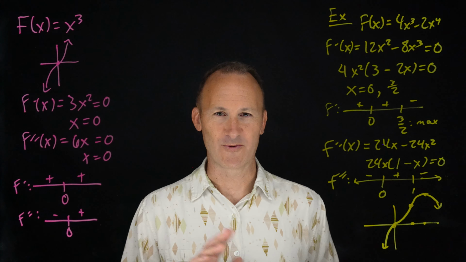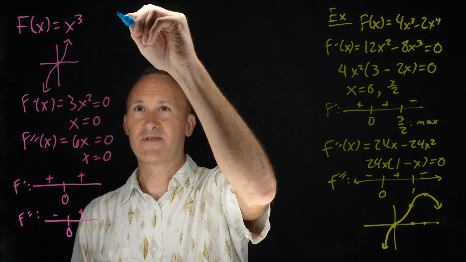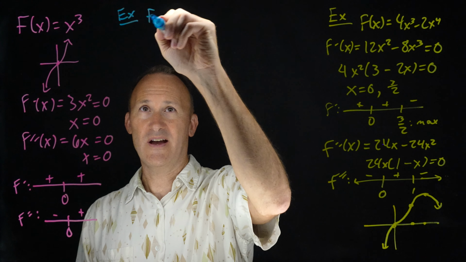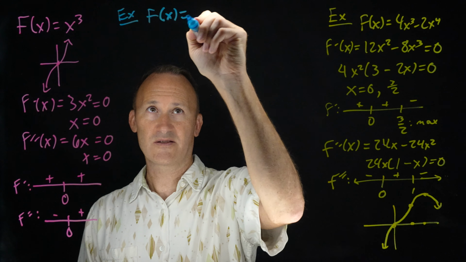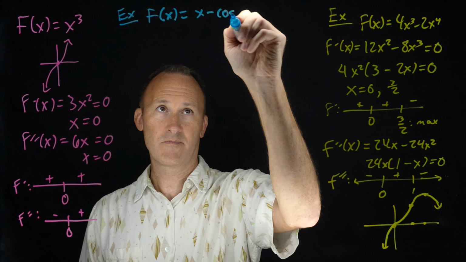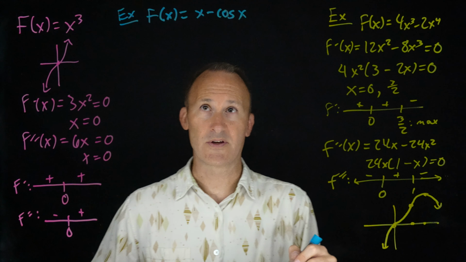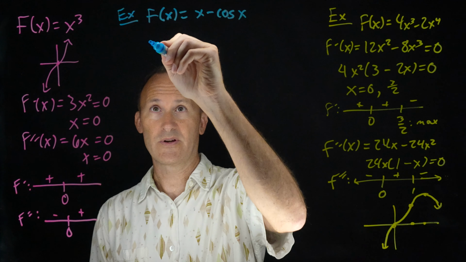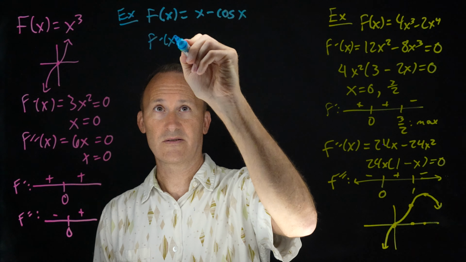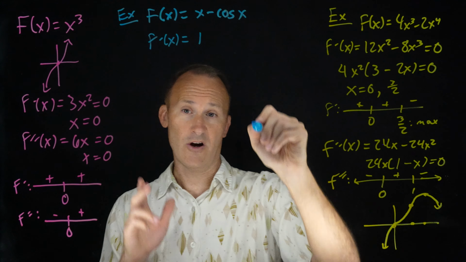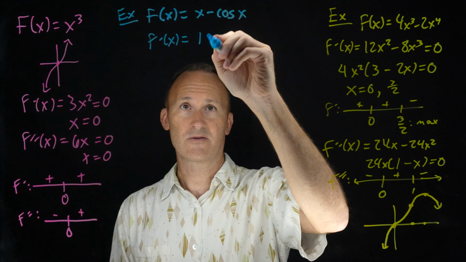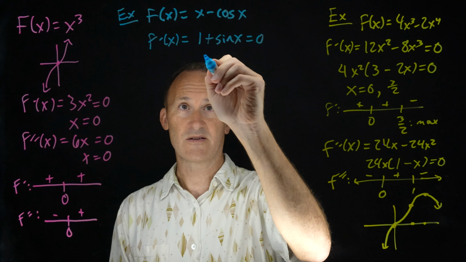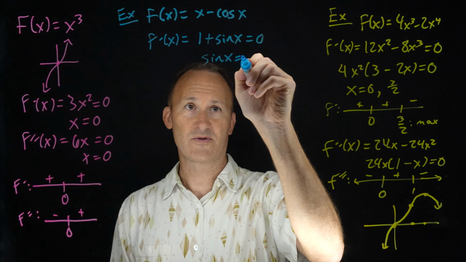I want to do one final really cool example, and this is a trig one. Let's take f of x equals x minus cosine of x. And we're just going to start this like we usually do. Let's take the derivative and look at the critical points. Okay, so f prime of x equals 1. Now, derivative of cosine is negative sine, so this will be a plus sine of x. And we want to set it equal to 0, and that is when sine of x equals negative 1.